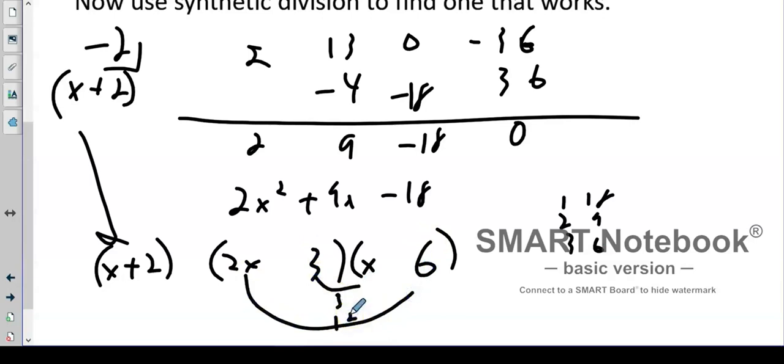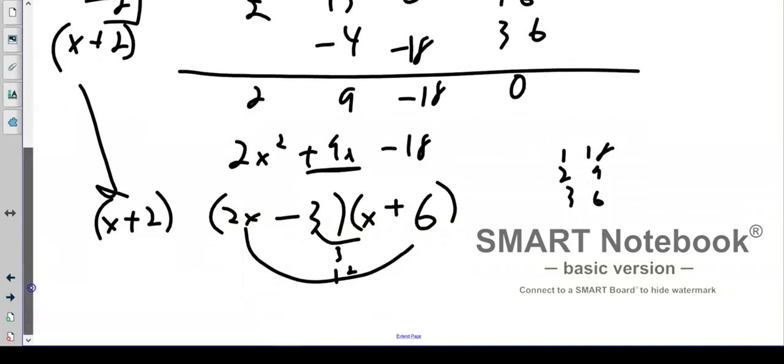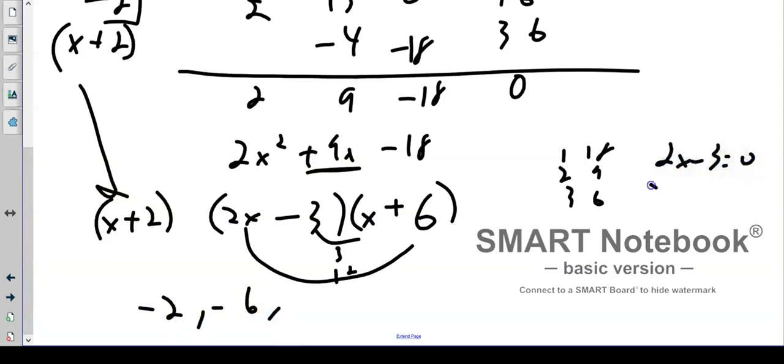12 minus 3 is 9. We want more positives than negatives. So 2 times 6 is 12. We want positive and the minus there. There are our 3 binomials. And that means we would have -2, -6, which we saw on the calculator. And then off to the side, 2x minus 3 equals 0.